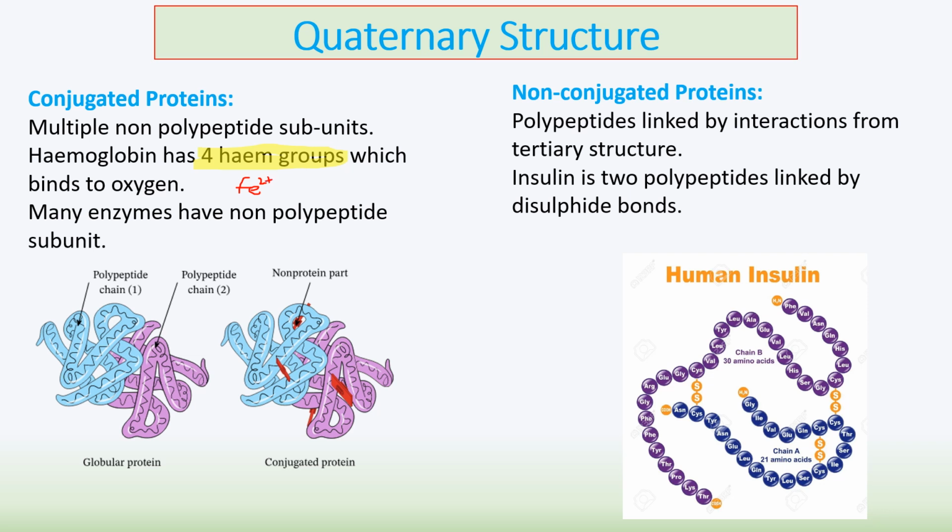Many enzymes have this non-polypeptide subunit, so it's essential in there. An example of a protein that would need it is also chlorophyll, which has magnesium in the centre. Now, an example of a non-conjugated protein would be insulin. This is something that doesn't have any extra non-polypeptide groups, and it's linked by interactions between the tertiary structure. You see here there are 2 chains in insulin, 2 amino acid chains. They both got their own tertiary structure, and they are linked together due to interactions between those tertiary structures. There's no iron in the middle of those.